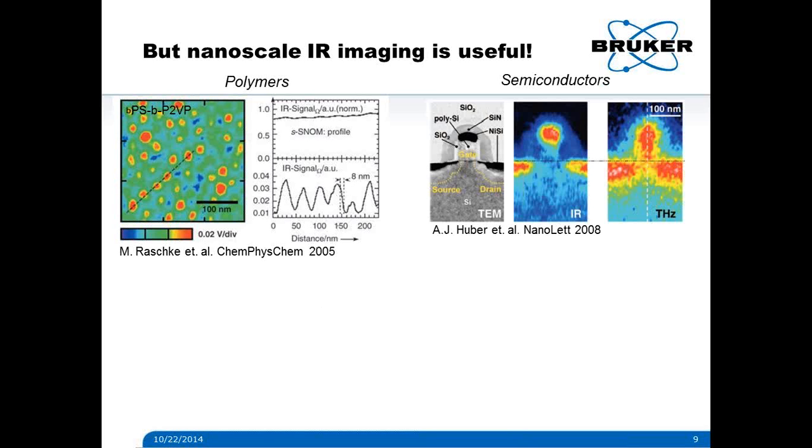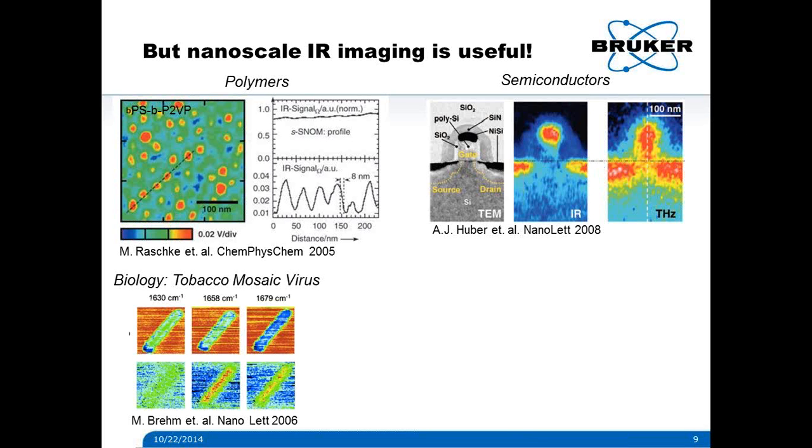Now on the right-hand side, there's a work of Andy Huber. He quite nicely images a semiconductor transistor, shown here on the left side, at 2 different wavelengths, so in the infrared, and then he even goes to the far infrared spectral region. You can nicely see the electron distribution, the electron doping, which is in this case sensitive to the probe energy. Then an example from biology would be a tobacco mosaic virus that Markus Brehm has imaged.